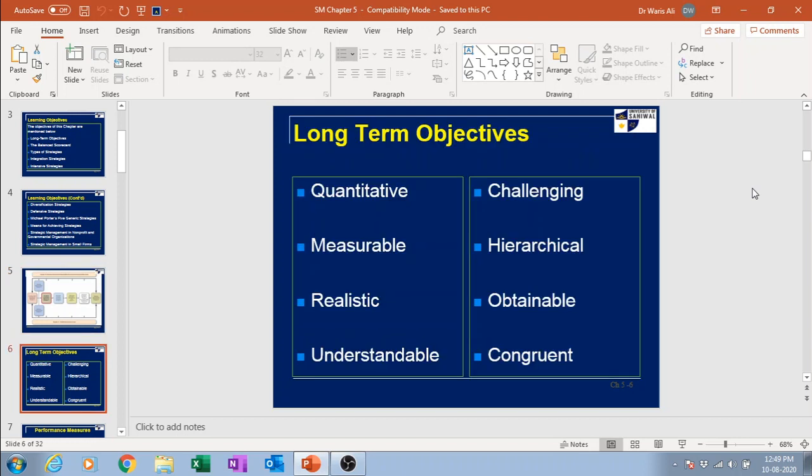The first thing that we need to understand is long-term objectives, and there are certain characteristics of setting up objectives. The first thing, that objective must be quantifiable. In quantitative terms, we need to define our objectives. For example, if you say that in the next 3 years we want to increase our sale, it is not clear what percentage you want to accomplish, like how much percentage of sales you want to increase in the next 3 years. It is not quite clear.